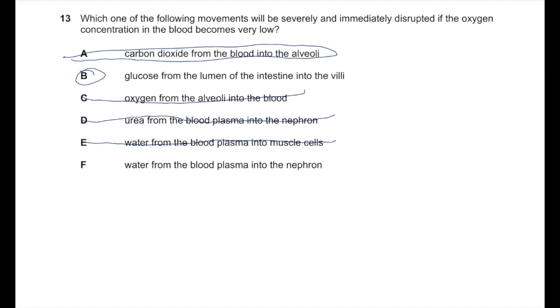No. Option F. Water from blood plasma into the nephron. That is also incorrect. That occurs through passive processes. So your answer is B. And that is question 13 completed.